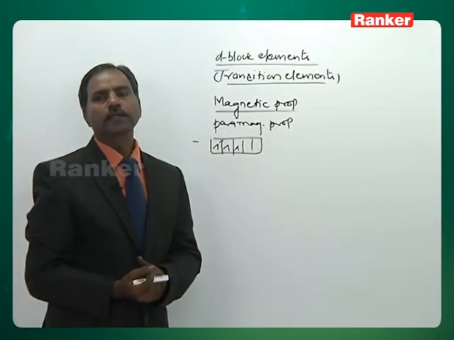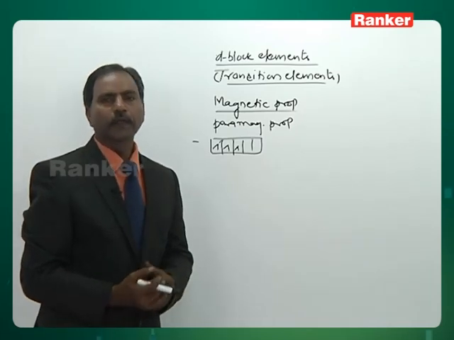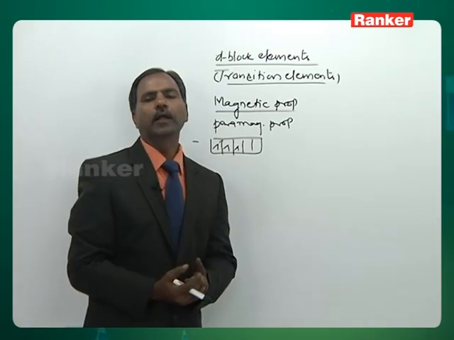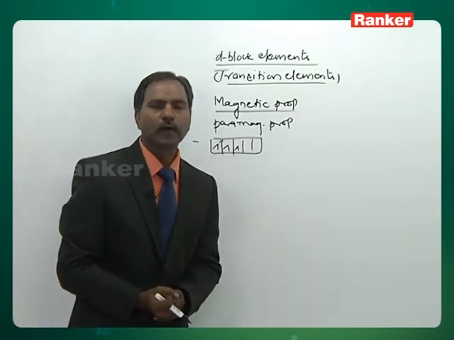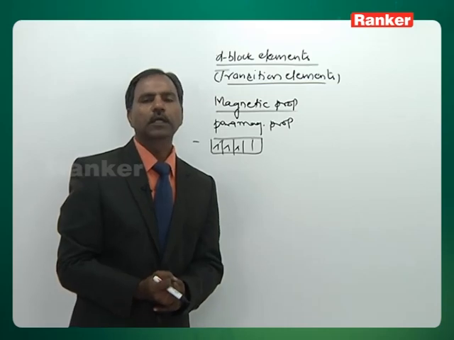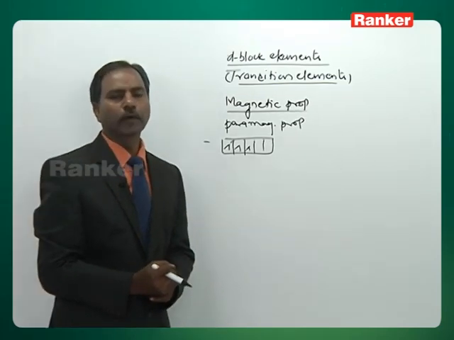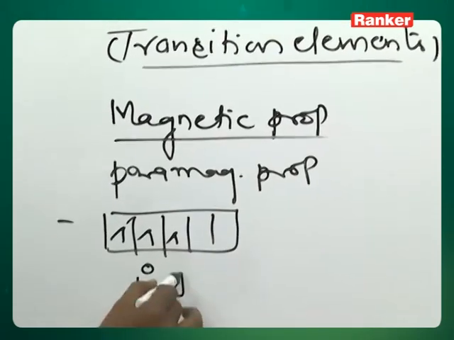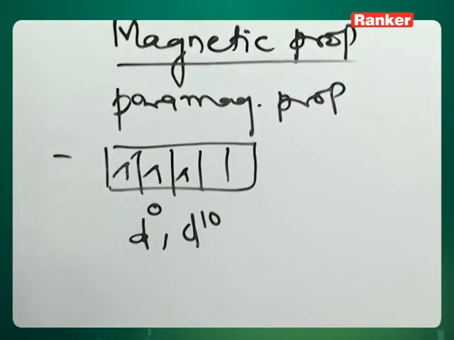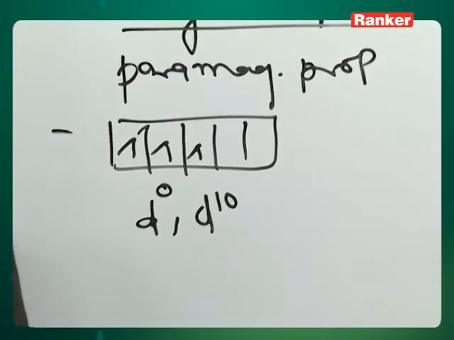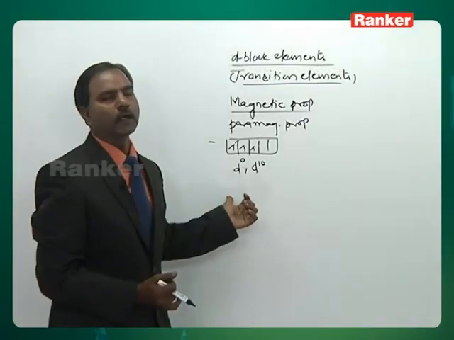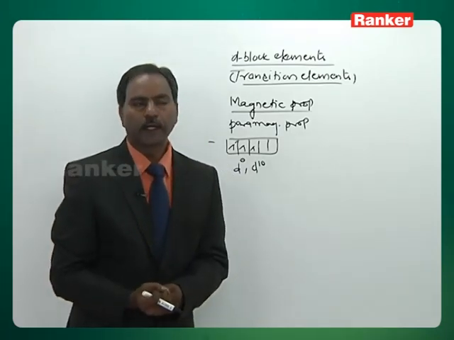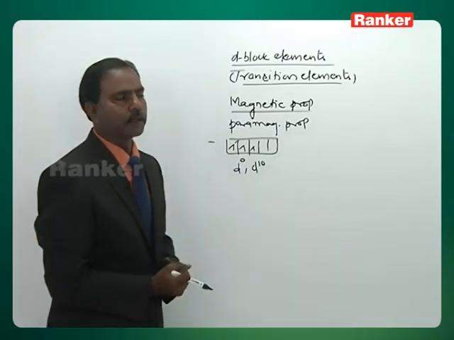You take any transition metal or d block metal and their compounds, at least they are carrying a single unpaired electron. Therefore, most of the d block elements and their compounds exhibit paramagnetic property. If you consider a d0 or a d10 electronic configuration, they are not carrying any unpaired electron. Therefore, they are found to be diamagnetic in nature.